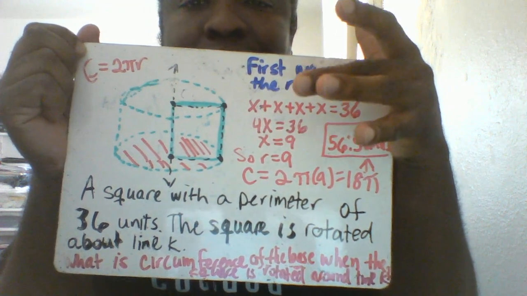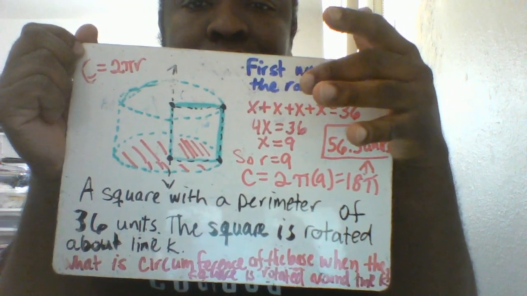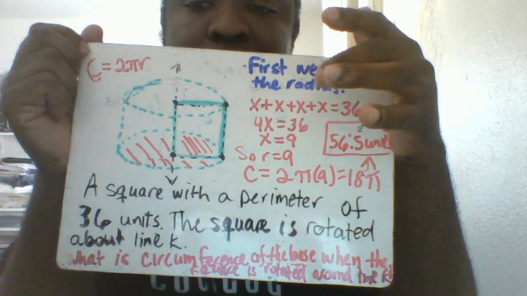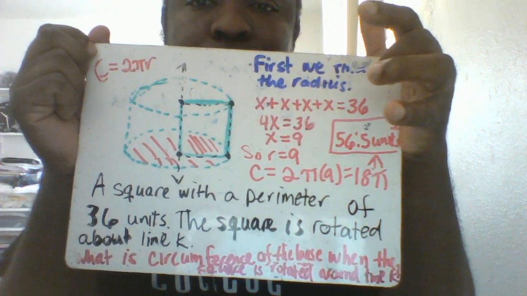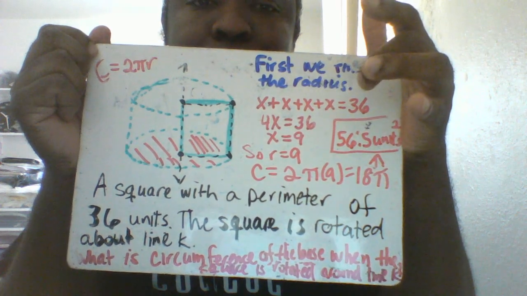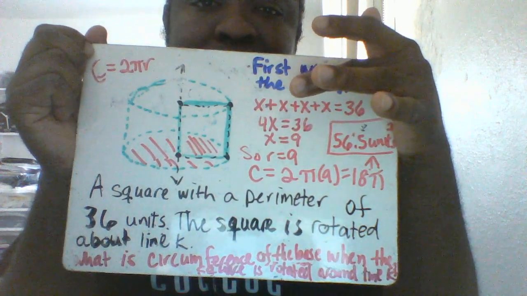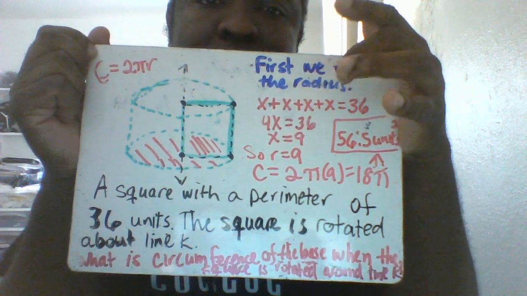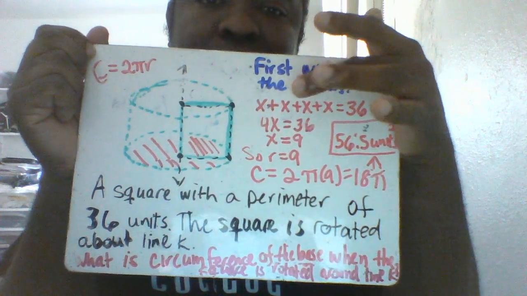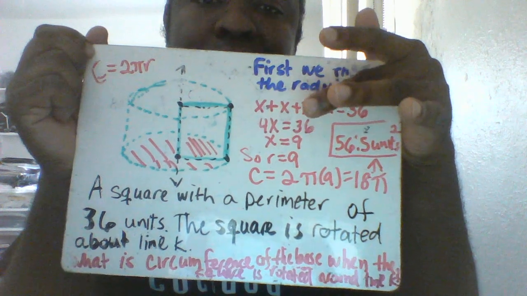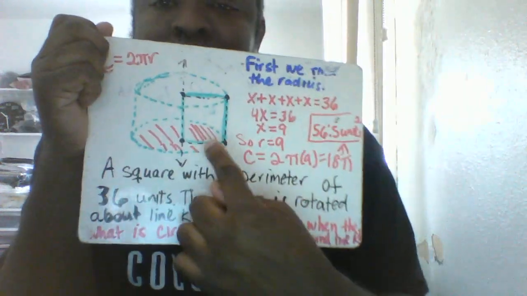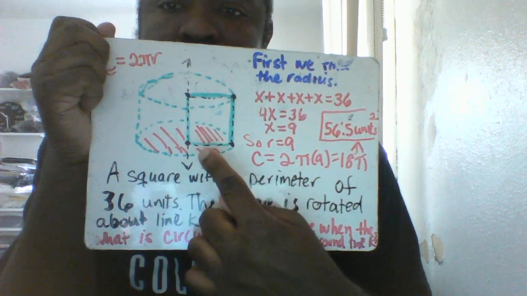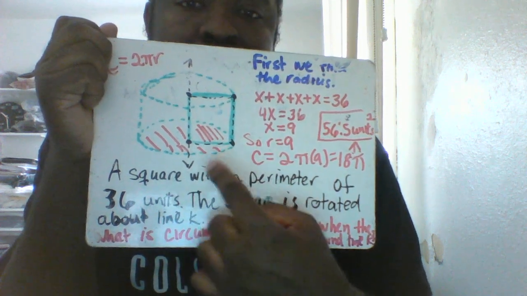So if you want to find one individual side of the square, we just add them all up and set it equal to the total amount of the perimeter, which we have right here. So we have x plus x plus x plus x is equal to 36, and we add them all up, it's 4x equals 36. You divide by 4, you get x is 9. So what does that mean? That this length is 9 units.